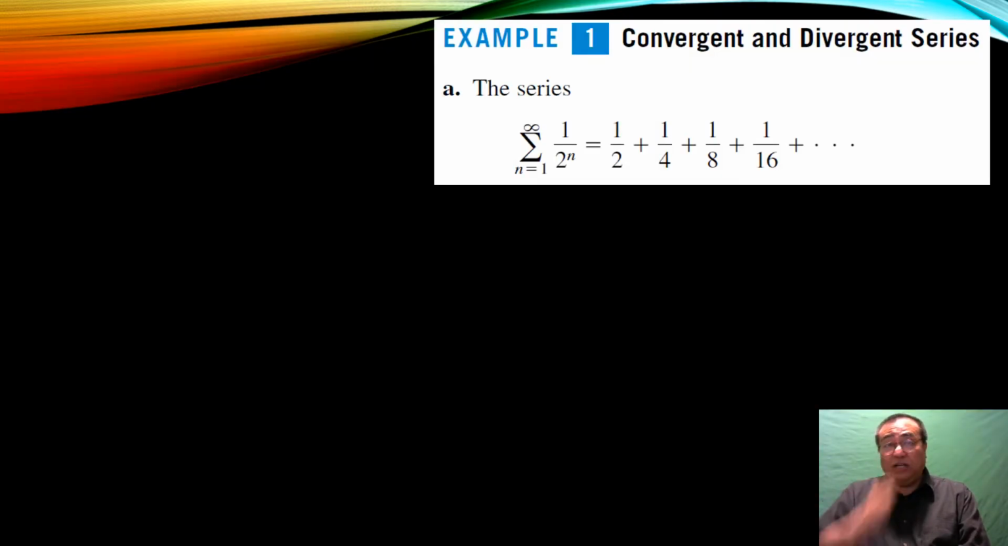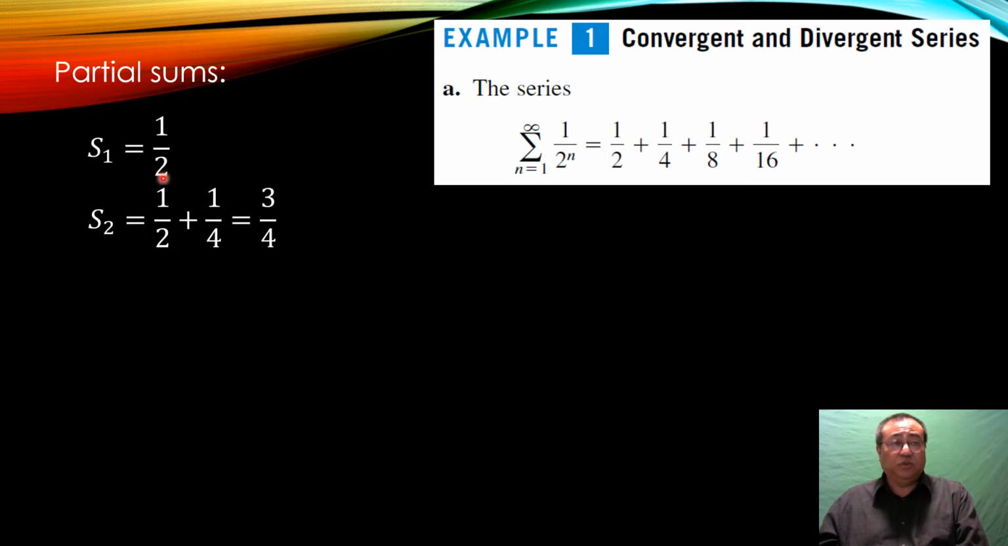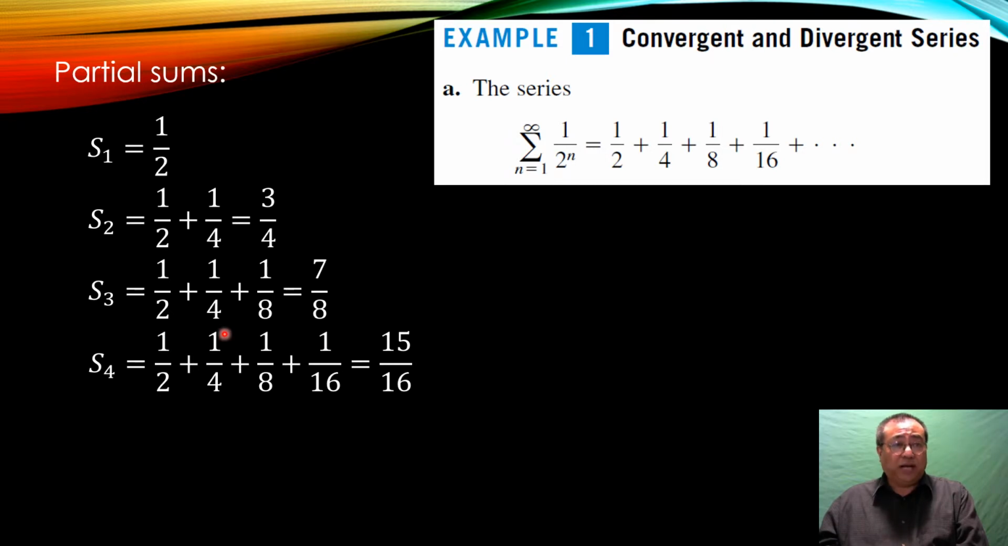So here, we're looking at convergent or divergent series. Let's look at this one. The partial sums for this series: S sub 1 is 1/2. S sub 2 is 1/2 plus 1/4, which makes 3/4. S sub 3 is 1/2 plus 1/4 plus 1/8, so the first 3 terms become 7/8. 1/2, 1/4, 1/8, 1/16 becomes 15/16.